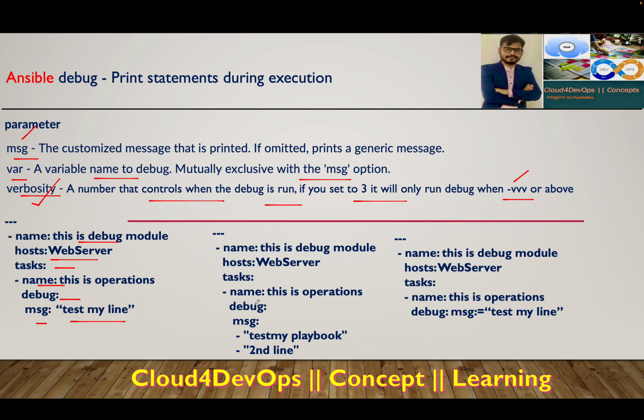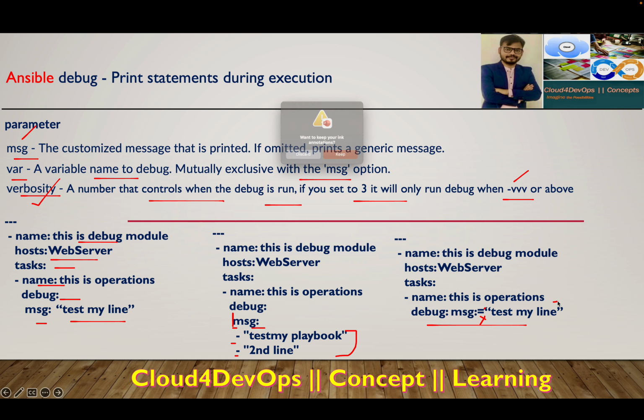The second way of writing is debug message, and if you have multiple lines to show in the output, then you can use dash, and it has to be inside message. It's not parallel to message, so it has to be inside message, and the message has to be inside debug, not parallel to debug. This indentation is important. And the third way of writing is in the same line, debug colon message colon, an equals sign is not required over here, and test my line in double quotes. So that's how we are going to write our playbook.